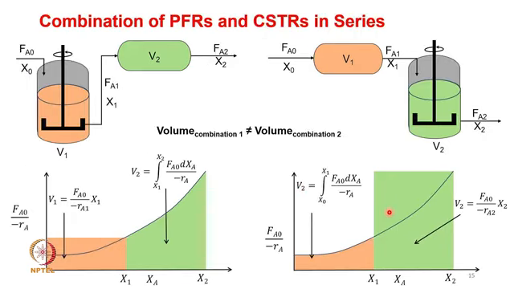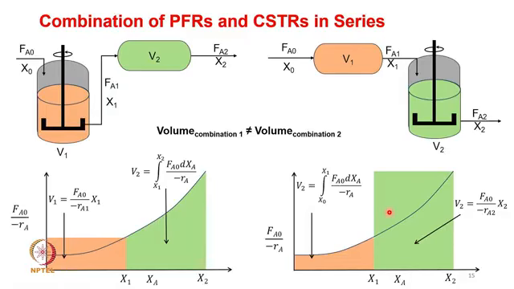So now let us look at the combination of a CSTR and PFR together, wherein you have two options. First, you can have a CSTR followed by a PFR, or a PFR followed by a CSTR. But we may see that the volumes of combination 1 and combination 2 are not going to be equal, which will of course be evident from the graphs below.